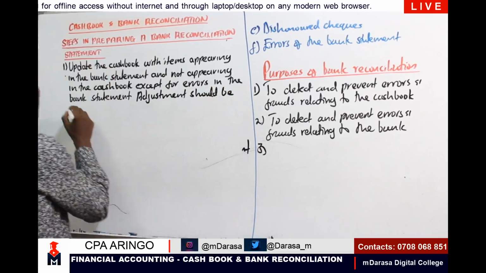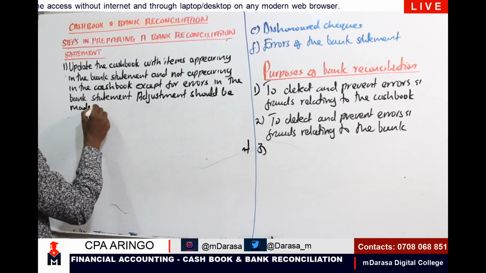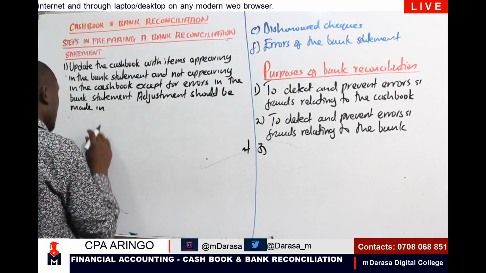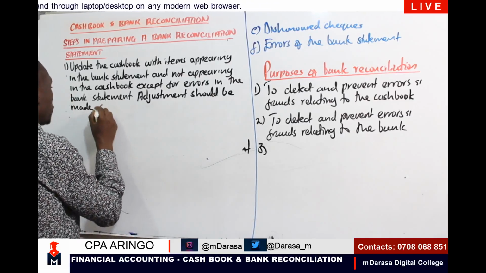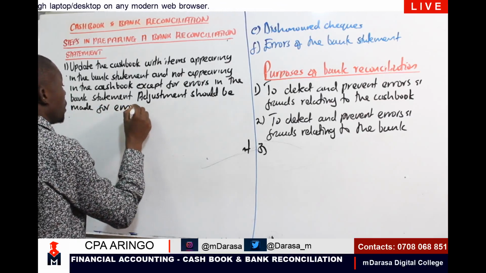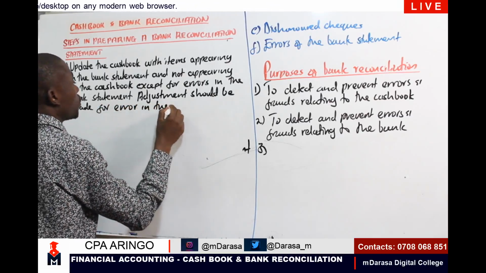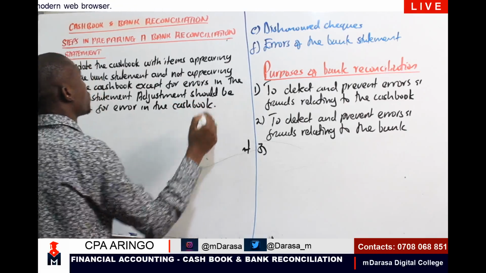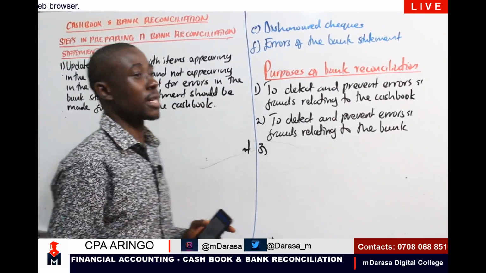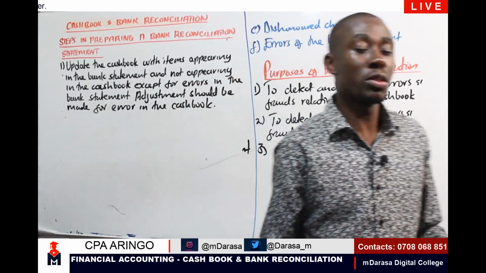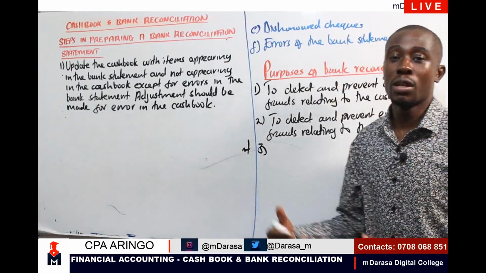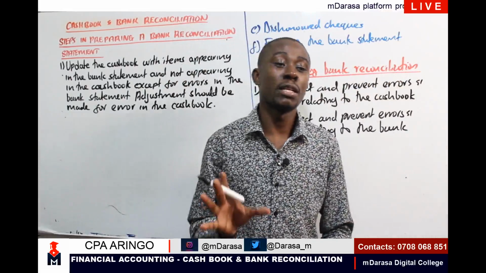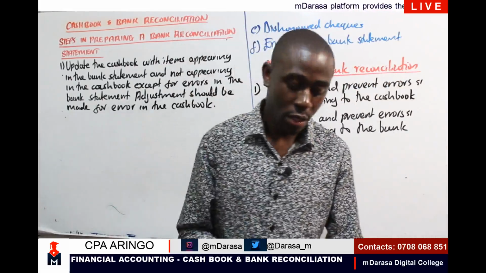As we are doing all this, adjustments should be made for errors in the cash book. Maybe you'll find that you did a transposition error. Maybe there are some errors that you had recorded, misposting. They were receipts, you recorded them as payments, or rather they were payments, you recorded them as receipts. All these are the items that you must take care of.